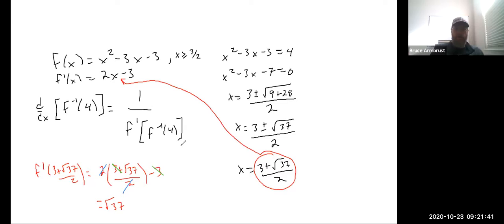So the derivative of our original function is root 37, which means the derivative that we're looking for is going to be 1 over root 37. They're reciprocals of each other. So notice that we didn't do anything with the inverse. We didn't find its equation, didn't actually do its derivative or anything, because we didn't need to. Knowing the original function was plenty for finding this.